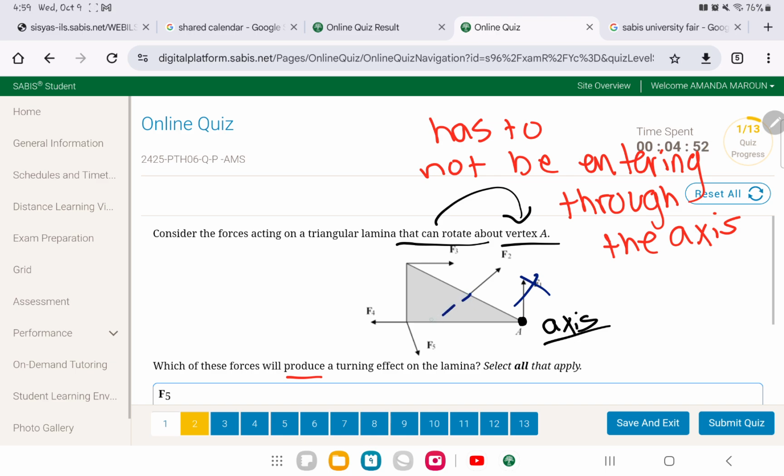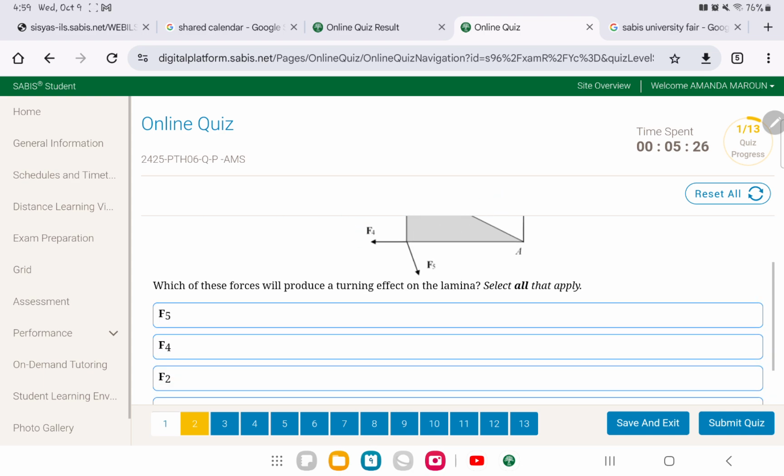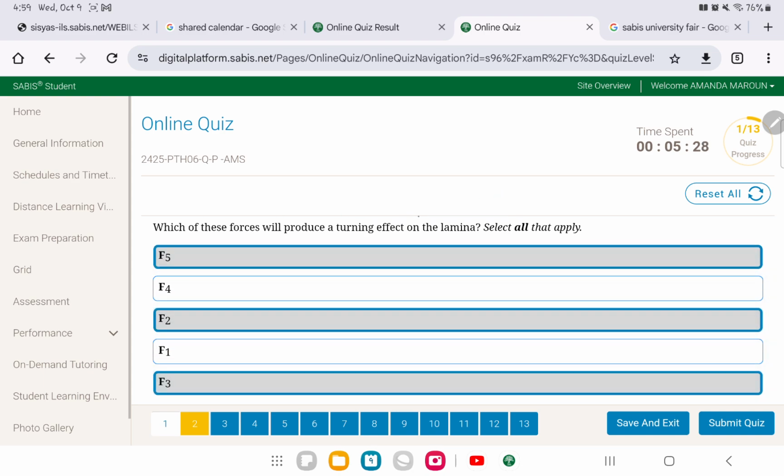Force 2, if you elongate it, you will see it's not passing through our axis. So force 2 will produce a rotation. Force 3, if we prolongate it, you will see it's not passing through our axis. So force 3 will do a turning effect. Force 4, however, if we prolongate it, passes through our axis. So force 4 is not doing a turning effect. And finally, force 5, if we prolongate it, is not passing through our axis, so it does a turning effect.